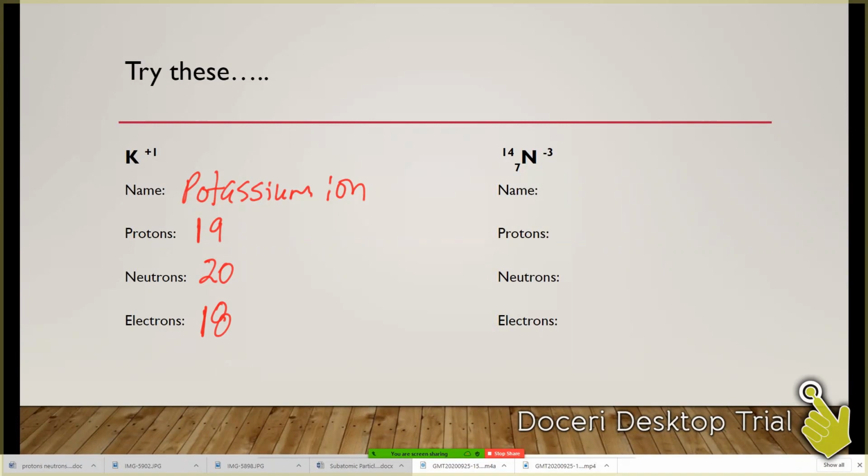Here I have my nitrogen with a -3. That's a negative ion, so I have to change the ending to nitride. I can put ion. Protons right there, 7, that hasn't changed. Neutrons haven't changed. I still do my mass number minus my atomic number. But what's changed now is I don't also have 7 protons, or that would make it neutral. I have a -3, so that means I've gained, and I have 10 electrons.